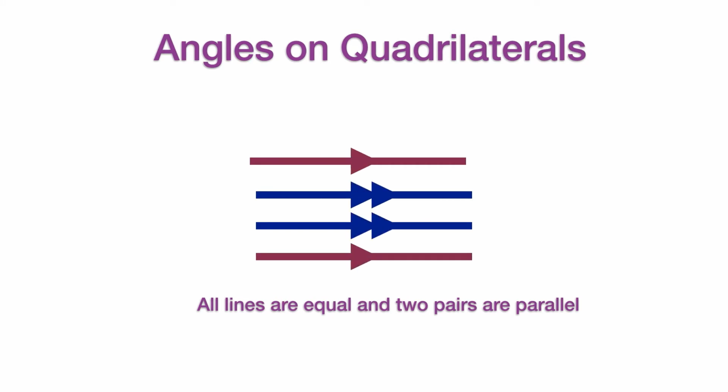These lines are equal and 2 pairs are also parallel. Arrows on the lines are used to denote the lines that are parallel. The line with a single arrow is parallel to the one with a single arrow, and the line with a double arrow is parallel to the line with the double arrow.